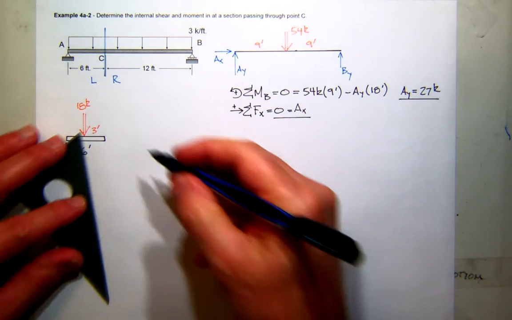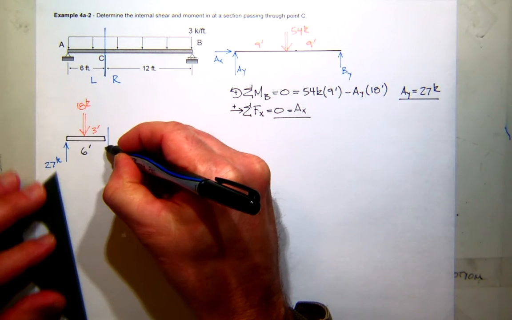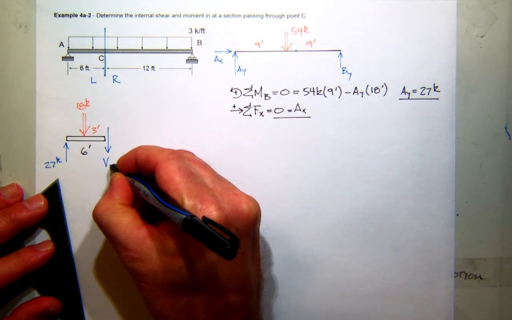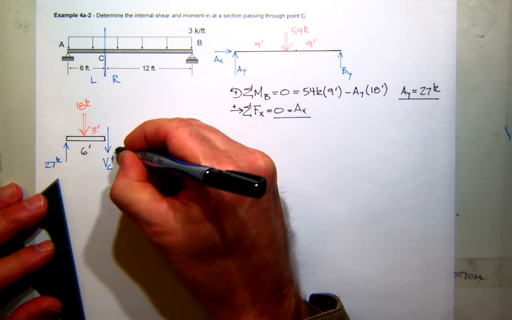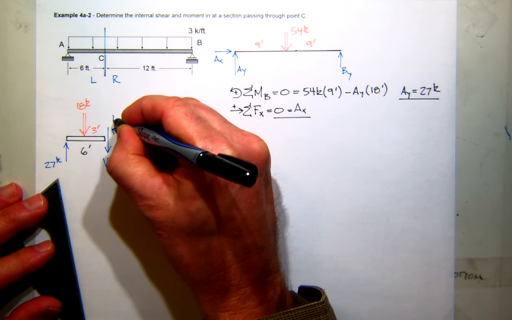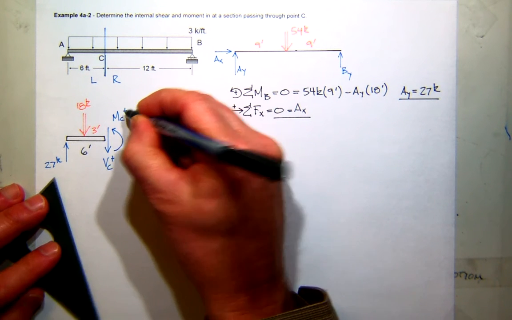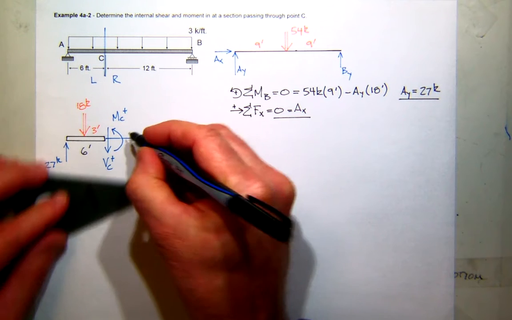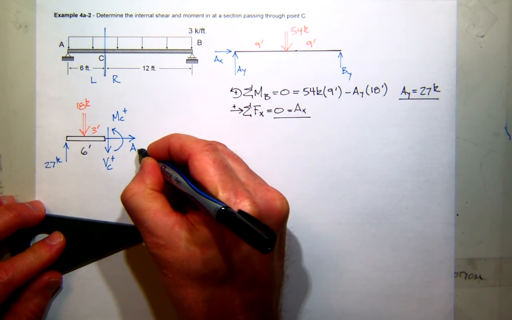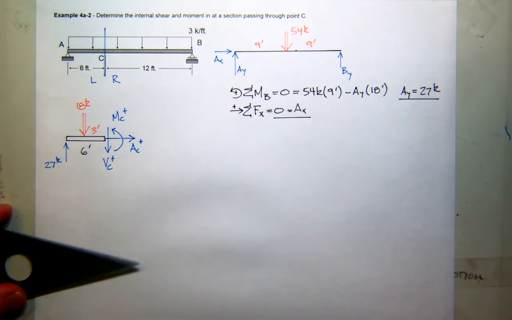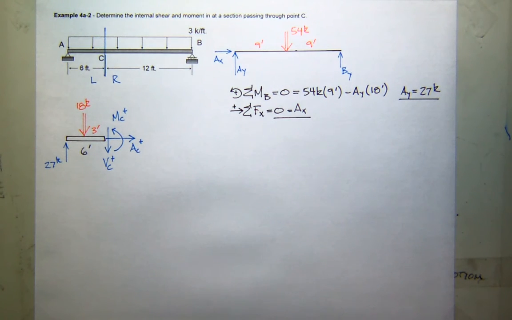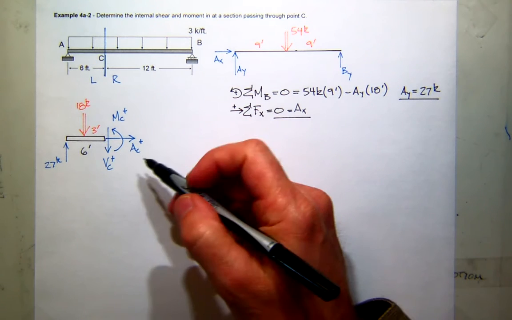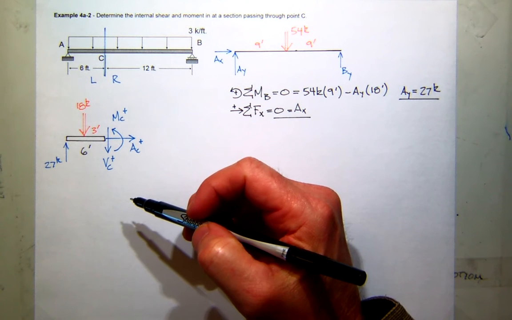And then I'm going to come over here and indicate that this is my positive shear at C and my positive bending moment at C and my positive axial force at C. I just need to find those values.